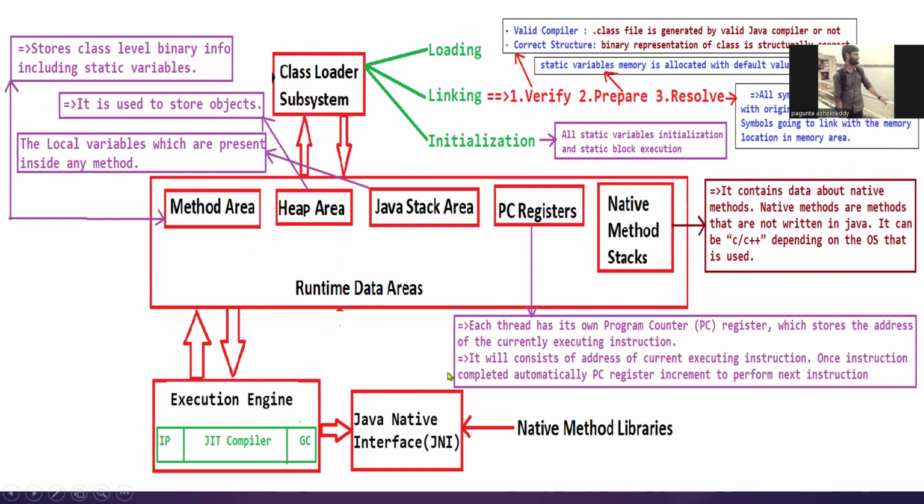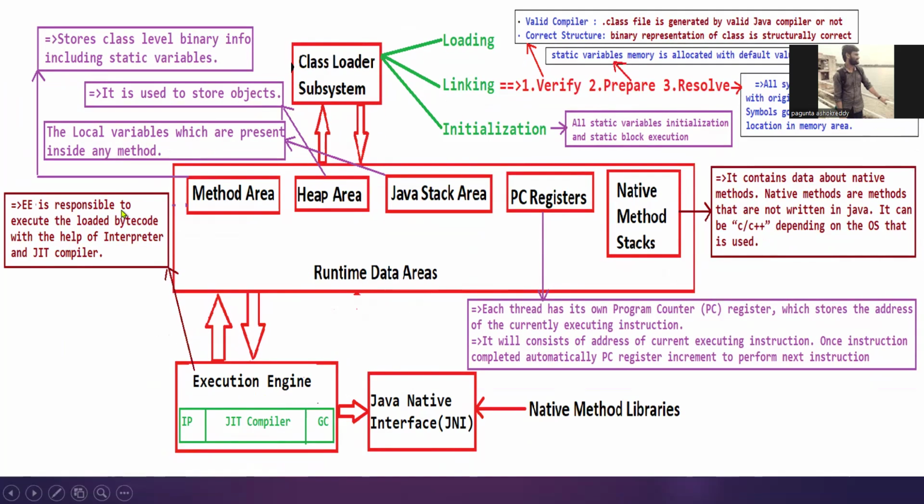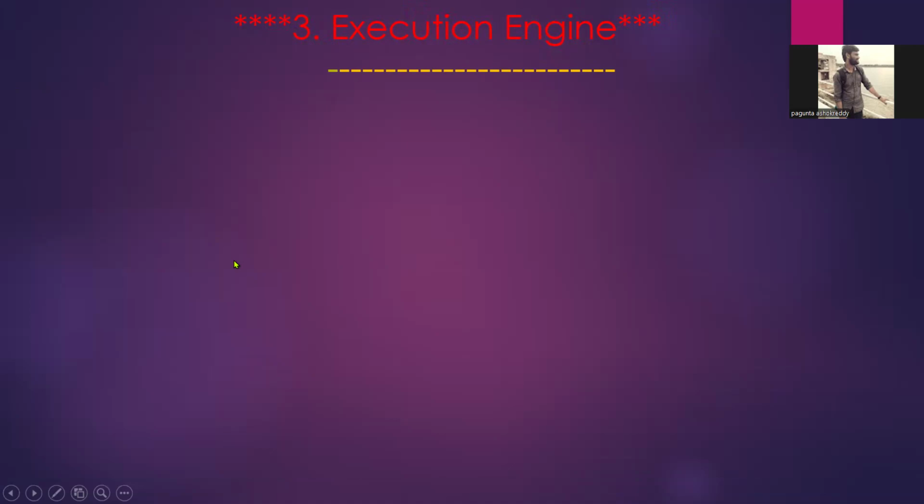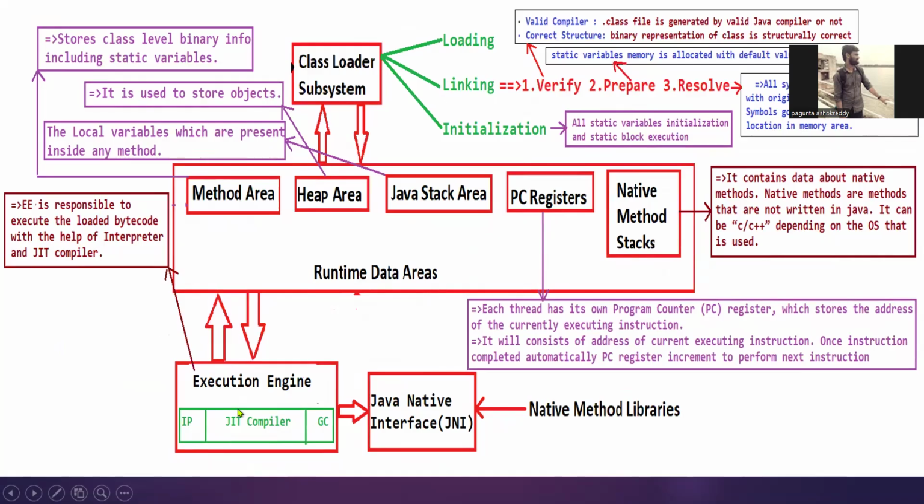Then the execution engine. The execution engine contains an interpreter, a JIT compiler, and a garbage collector. We have discussed the class loader subsystem, and the runtime data area is also completed. Now we are going to discuss the execution engine. What is the purpose of the execution engine? The execution engine is responsible to execute the loaded bytecode with the help of the interpreter and JIT compiler.